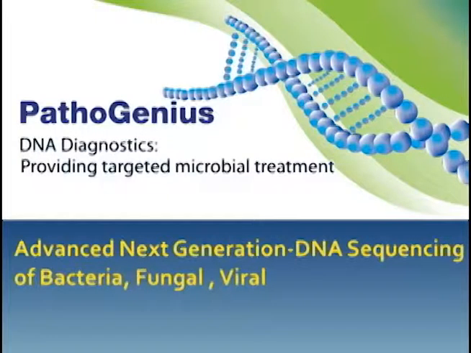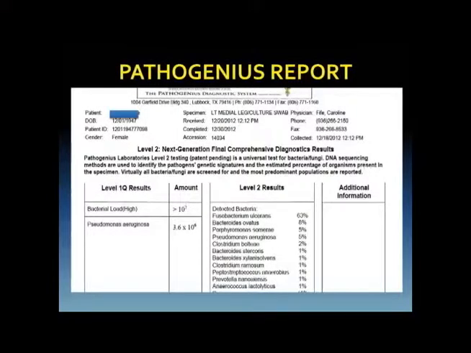But let's look at leg ulcers. So this is a leg ulcer. I don't know if you can see this from back in the back, but this is the sample type. This is our level 1. Level 1 is our PCR.